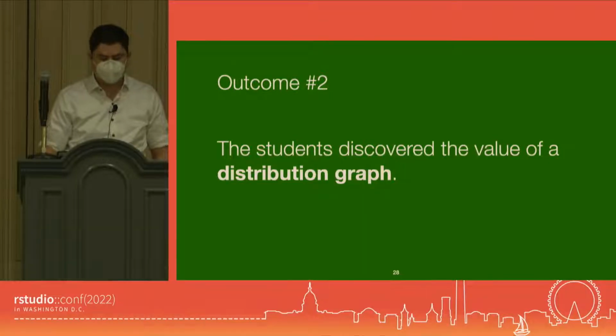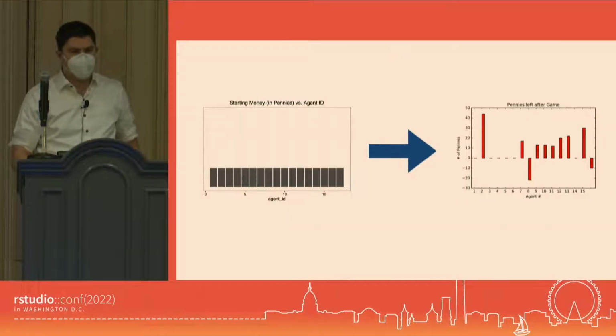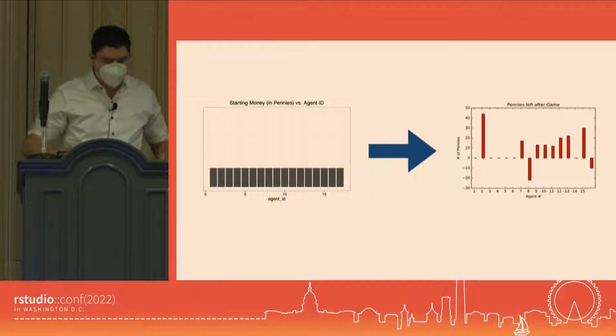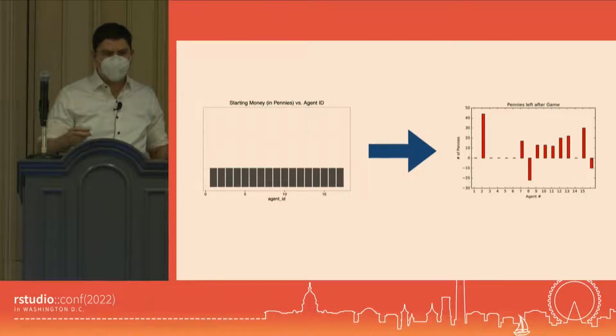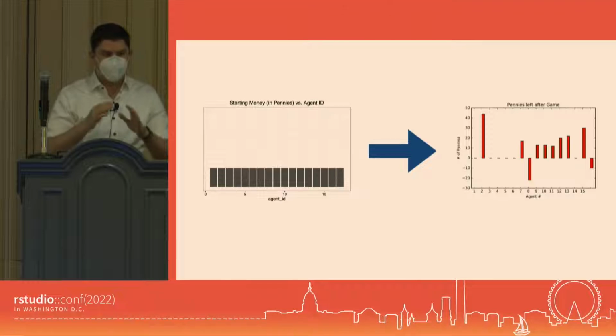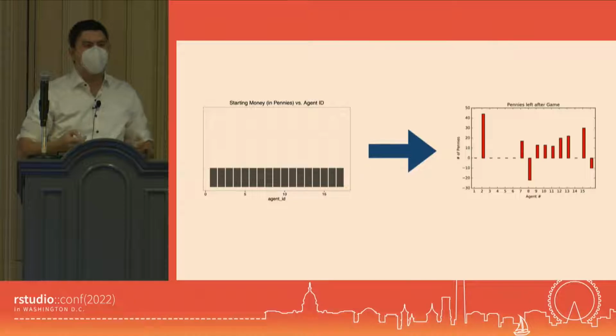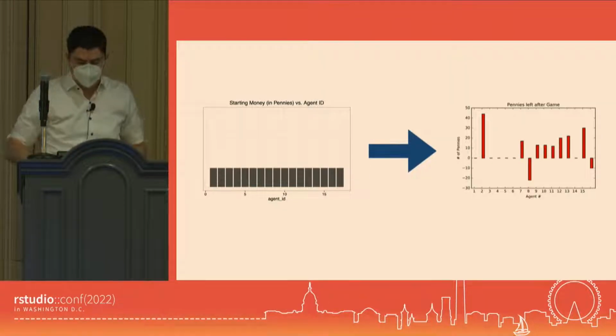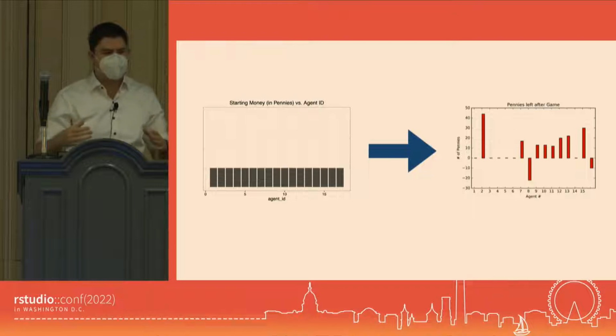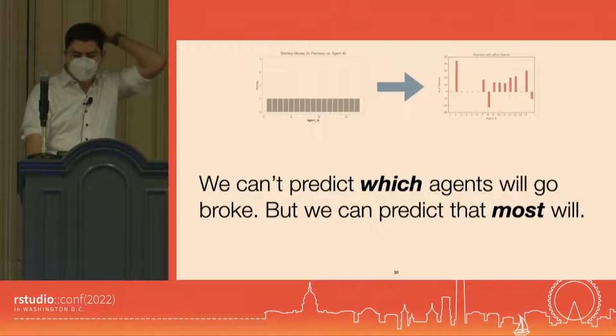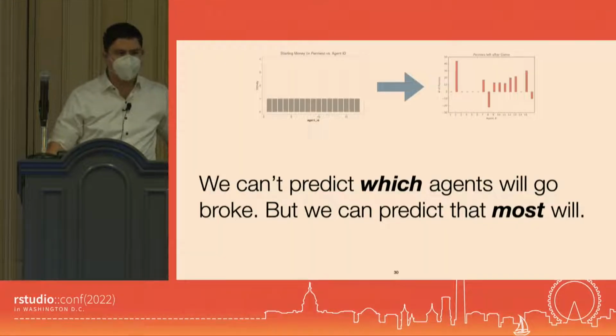The second outcome is that the students discovered the value of a distribution graph. So these bar graphs have the advantage of simplicity, but every time we run the simulation, we can't predict who's going to get most of the money. We just know that it's going to concentrate. And I do this on purpose because I want them to see that it's very difficult to predict the outcome of a bar graph. But if there's some underlying property that says, oh, most of the money is going to go to the few, that's the value of a distribution graph, that 1 distribution graph can represent so many different situations. So ultimately, we can't predict which agents will go broke, but we can predict that most will.